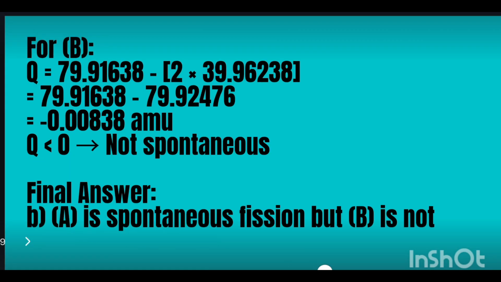Now we'll see B. Q is equal to 79.91638 minus 2 into 39.9623. That gives us minus 0.00838 AMU. Here Q is less than 0. That is not spontaneous. So the final answer, option B, is the correct one. Here A is spontaneous fission but B is not.